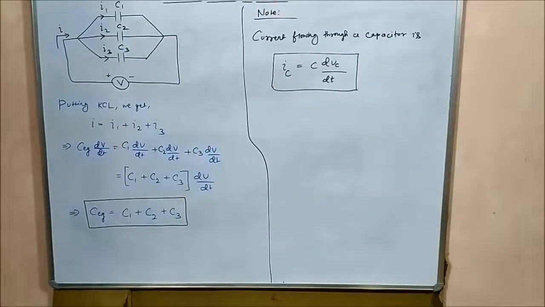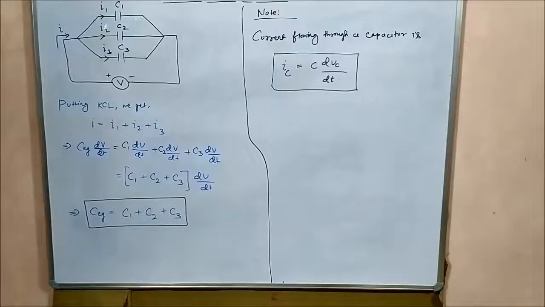Next, we are going to derive the expression for equivalent capacitance for parallel combination of capacitors. So in this circuit diagram, you can see that three capacitors C1, C2 and C3 are connected in parallel across a voltage source V.